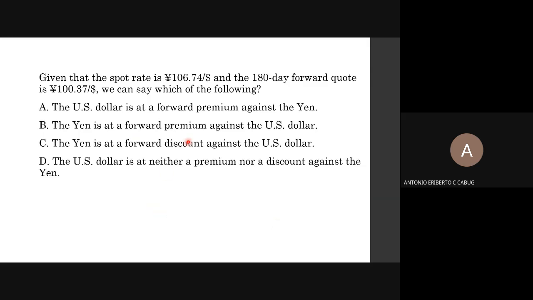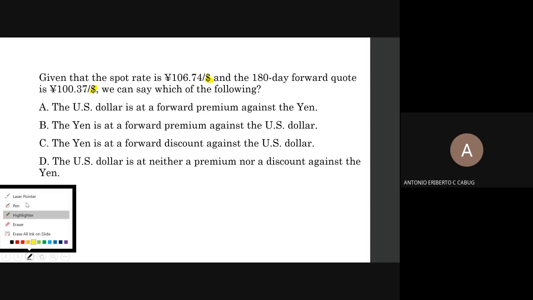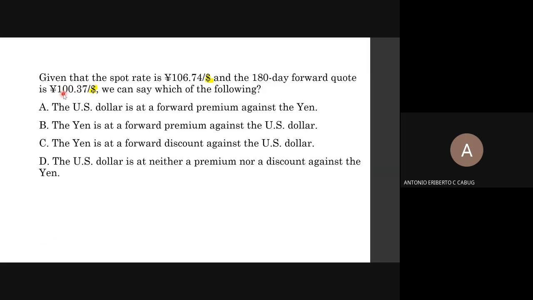Ano ang sagot natin dito? Everyone, please. Okay. If you would notice, the US dollar in the forward market is lower than the US dollar is valued in the spot market. The US dollar forward rate is 100.37 yen. The spot rate for the US dollar is 106.74 yen. So we can say that the US dollar is at a forward discount. Okay? The US dollar is at a forward discount.